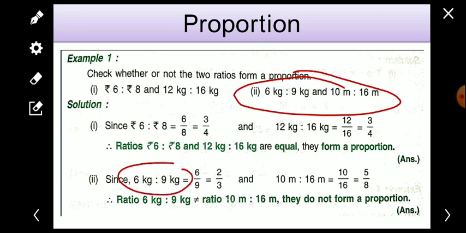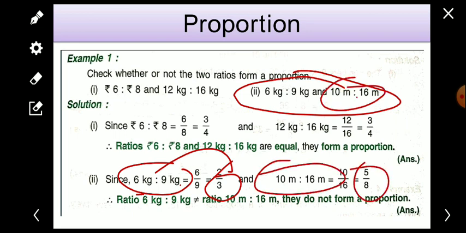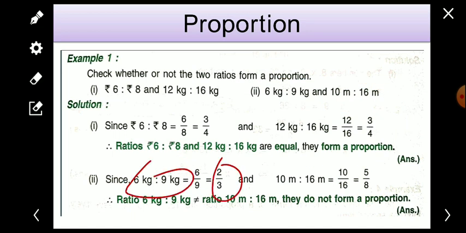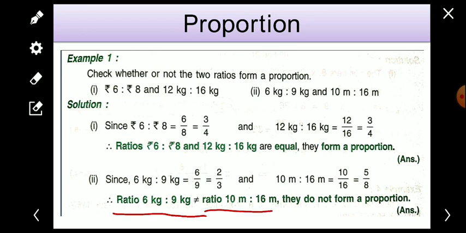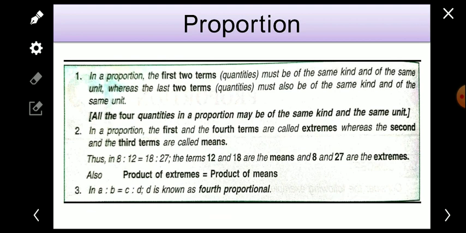The first ratio's value is 2 by 3: 6 kg is to 9 kg is 2 by 3, and 10 meter is to 16 meter is equal to 5 by 8. So the value of the first ratio is 2 by 3, the value of the second ratio is 5 by 8. Here both the ratios are not equal. So the ratio 6 kg is to 9 kg is not equal to the ratio 10 meter is to 16 meter. It means they don't form the proportion. So we have understood that when the 2 ratios are equal, they form the proportion. If they are not equal, then they don't form the proportion.